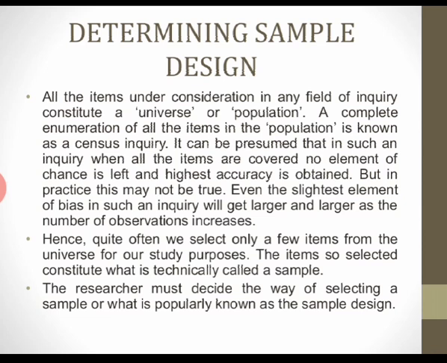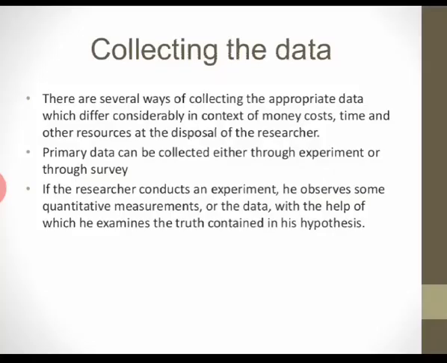Now, the researcher must decide the way of selecting a sample, what is popularly known as sample design. That is, how much sample should be collected, how it should be collected, and what the inclusion and exclusion criteria should be. All these things should be analyzed and decided in this particular step. Now, we come to the most important thing in any research: collection of data. We are doing the research to collect data, and this is the most valuable thing in any research work.